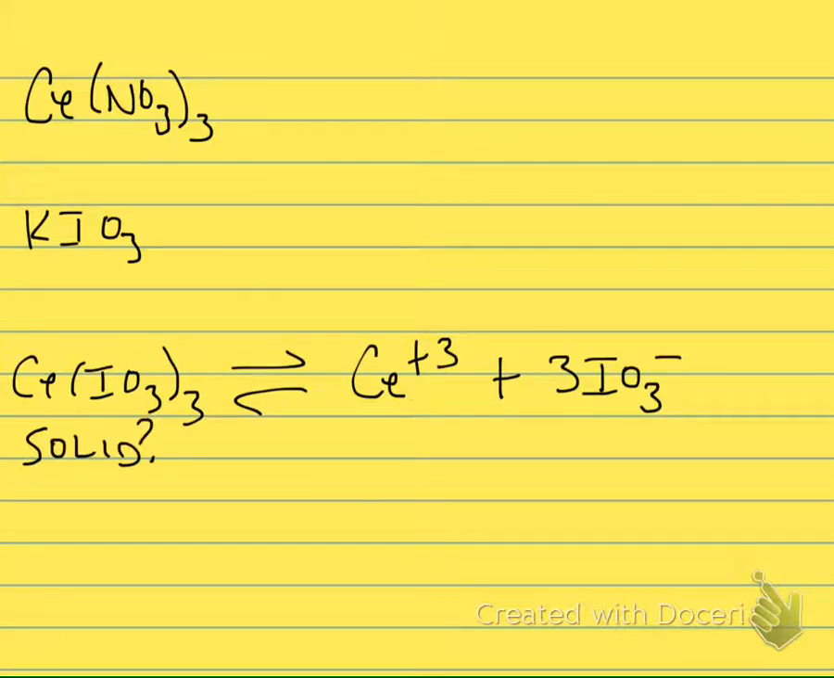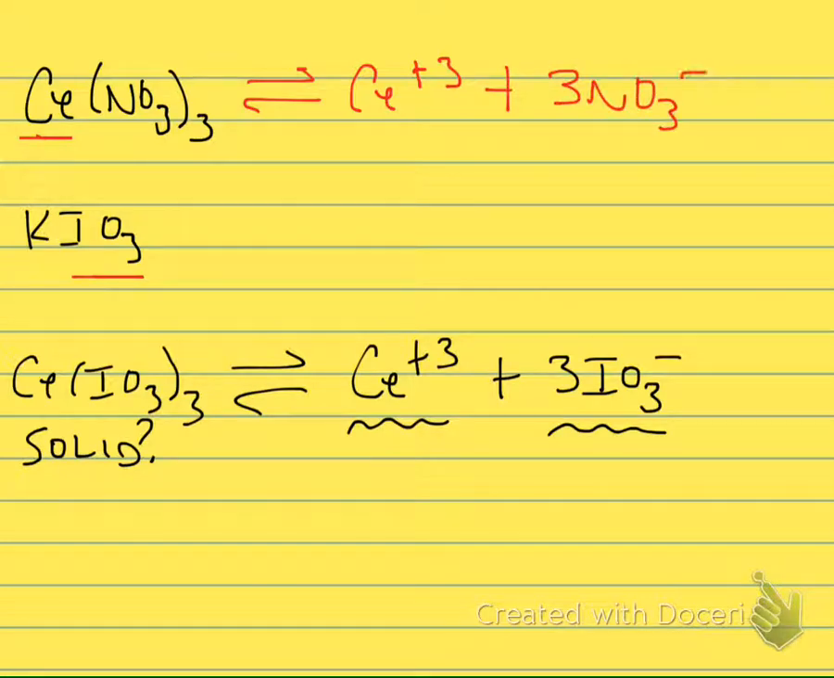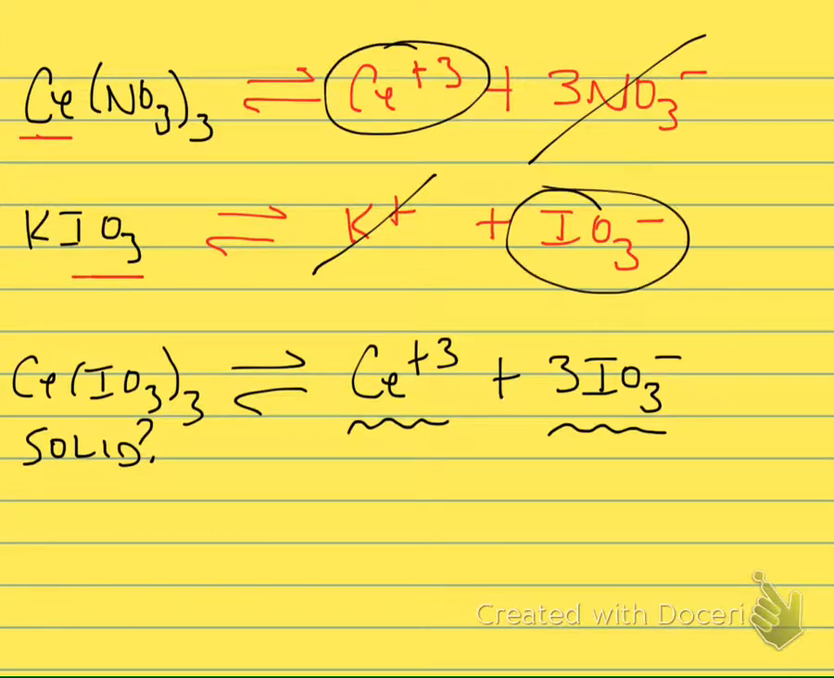So we need to figure out the KSP for these things. The only parts of the compounds above that I'm going to need are my Ce and my IO3. When we break this up, this is going to be Ce plus 3 plus 3NO3 minus, and this is going to break up into K plus plus IO3 minus. And so we won't need the K plus or the NO3 minus, and so we're just looking at these ions.